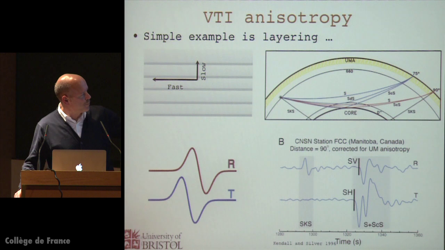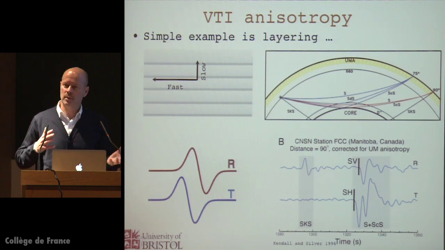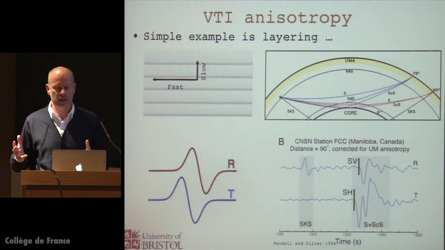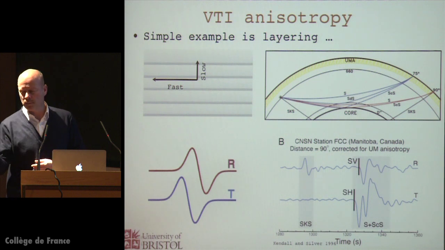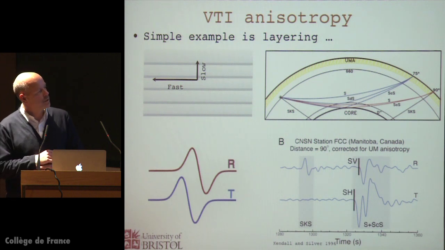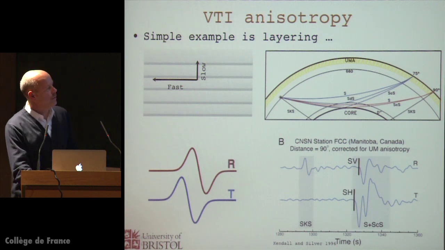And the model predicts a nice simple separation between the radial and the transverse component. It's because the PSV and the SH systems decouple in this very particular case of anisotropy. And on the far right is an example that shows a very nice separation between the horizontally polarized shear wave and the vertically polarized shear wave. And for a while, that was sort of the best we could do.